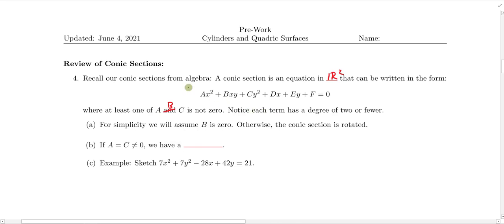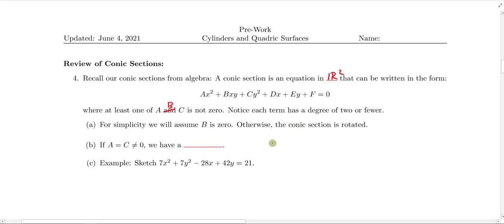Notice that what makes this thing what we call a conic section is the fact that each of these terms here has a degree of 2 or fewer. So this term has degree 2, this term has degree 2, this term has degree 1, this term has degree 0. Real quick, folks, we're calling this a term of degree 2. If I were to add up the degrees of all the variables in that term, that would have degree 2 as well. For simplicity, when we study conic sections, we usually assume b is 0.